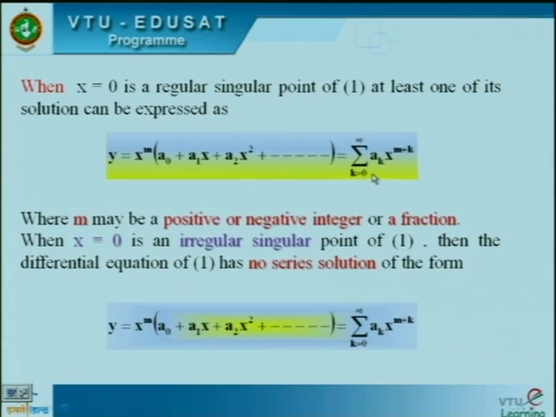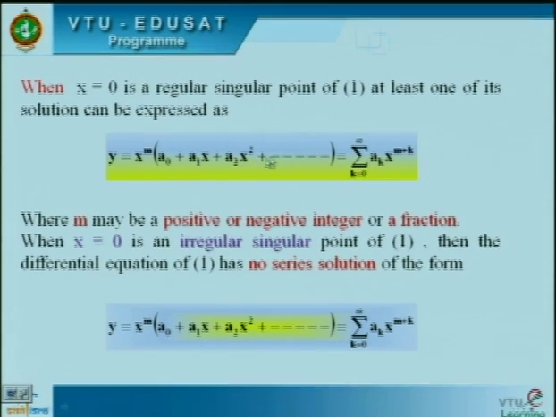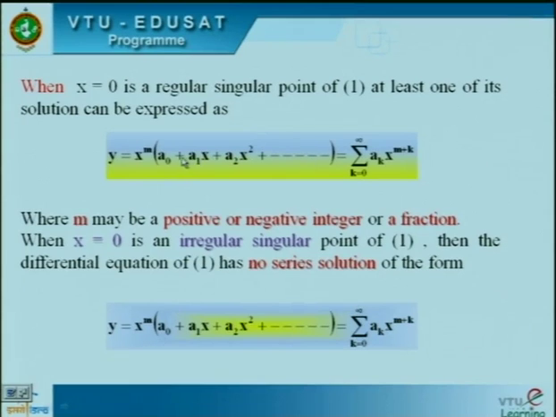Here also you can replace k by 0. So, what you will get is a suffix naught x to the power m plus 0, right. So, you will get the first term. When you replace k by 1, a1 x to the power m plus 1, you will get the second term, third term and so on, right. So, it means when x is equal to 0 is a regular singular point, then I must assume the solution of the given differential equation in this form, right.